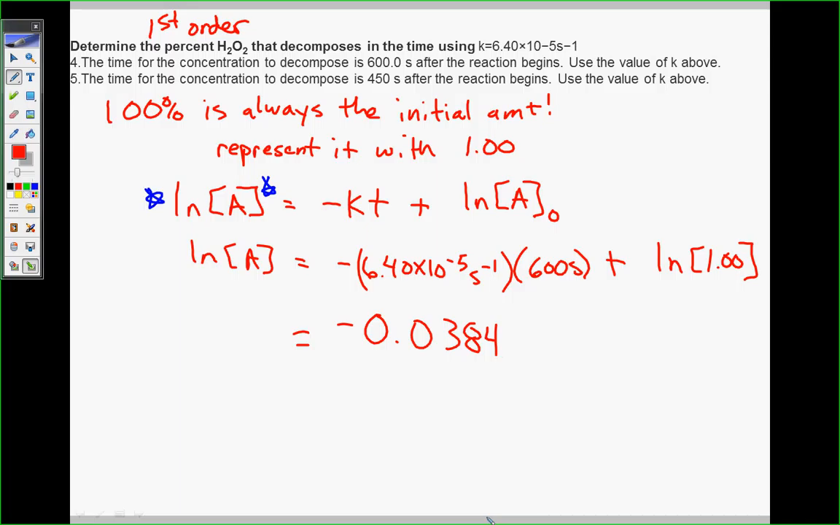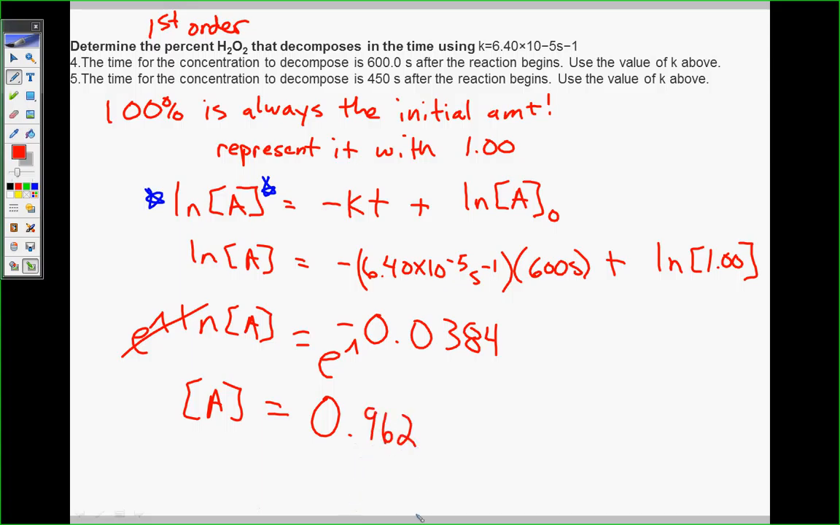Everybody get that? All right, now I have ln of A. What do I need to do in order to figure out what the concentration of A is? E to that. So I'm going to E each side. That makes that go, and I'm going to E this. The concentration of A, we're almost there, but not exactly. What do you get? 0.962. Are we done yet? Units.